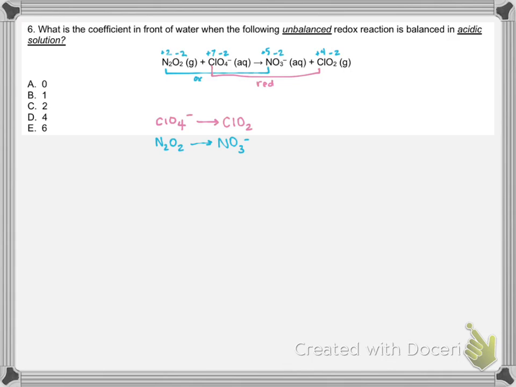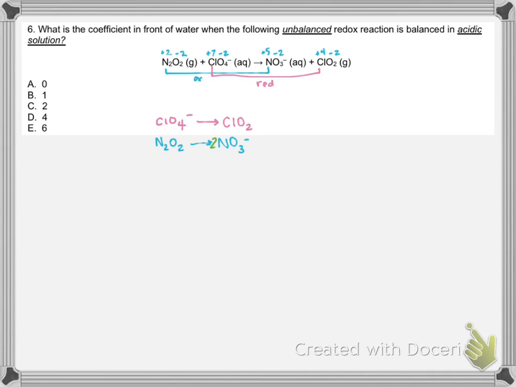So our first step is to balance our atoms. Make sure we have the same number of atoms that aren't oxygen or hydrogen, because those we'll take care of in a different way. So our chlorines are good in the first reaction, but here we can see our nitrogens are not balanced. So we'll have to put a 2 in front of the NO3-.